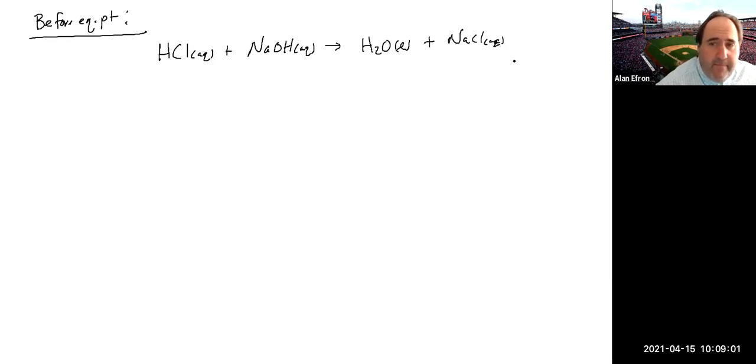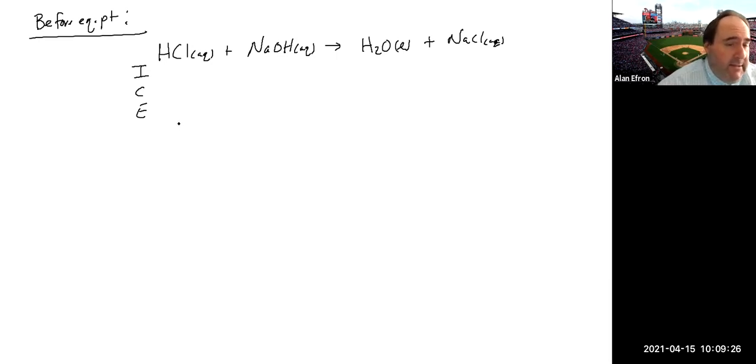Now, let's talk about a couple of things at this point. First off, we're going to do an ICE table. We need to do an ICE table to figure out what is happening as a result of adding that sodium hydroxide to the hydrochloric acid in this titration.